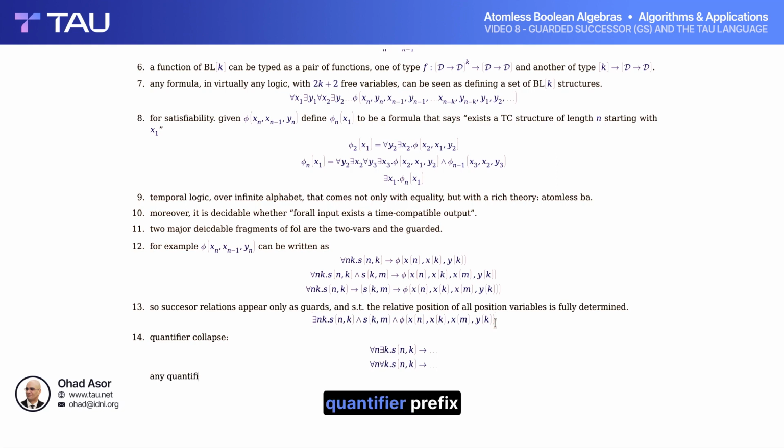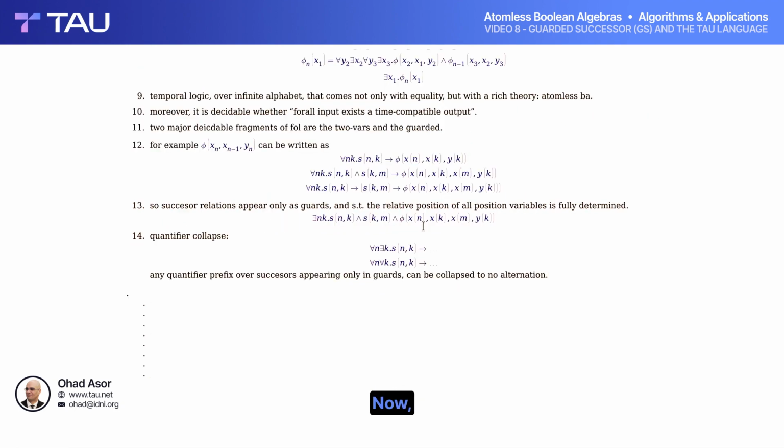So when you quantify over successors appearing only in guards, not the quantifiers, the quantifier prefix can be collapsed to no alternation, namely only for all or only exist. Now, I showed you how to decide a formula with only for all. To handle the rest, I will show you how to handle Boolean combinations: conjunction, negation, and disjunction.